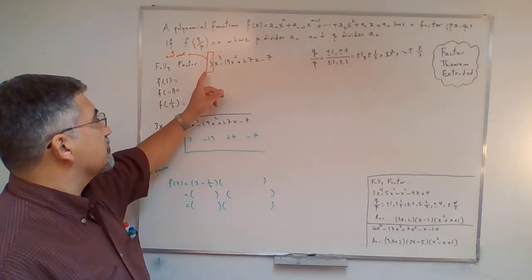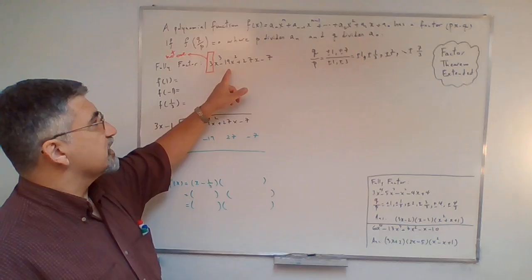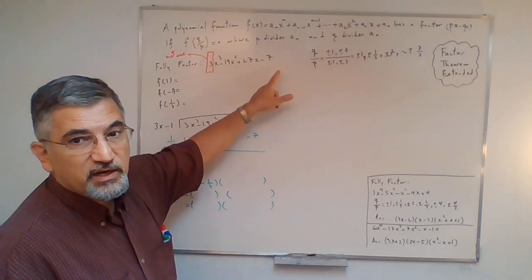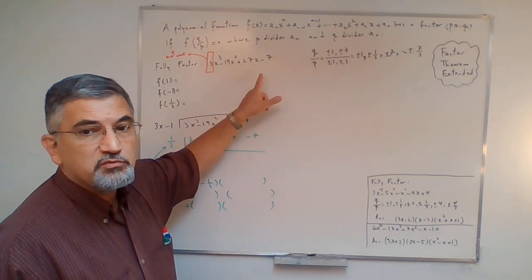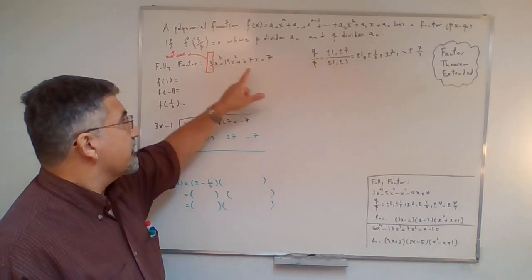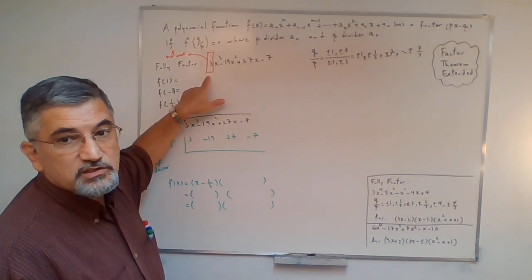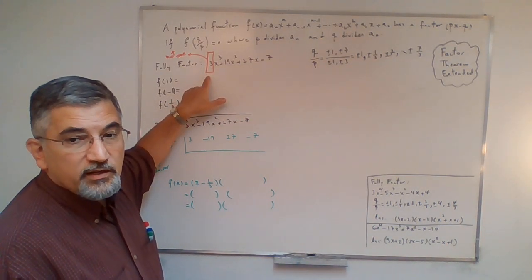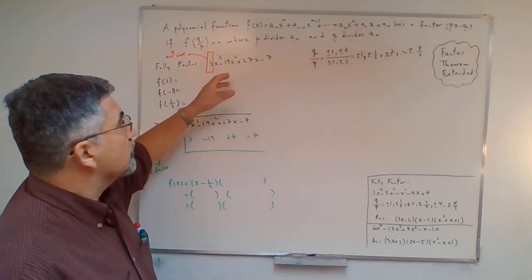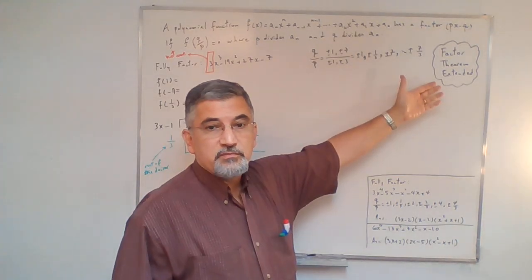Okay? For example, we have 3x cubed minus 19x squared plus 27x minus 7. It's a cubic polynomial. We want to factor it, okay? But the leading coefficient is 3 and it's not equal to 1 like it was in the past. So we are using factor theorem extended.